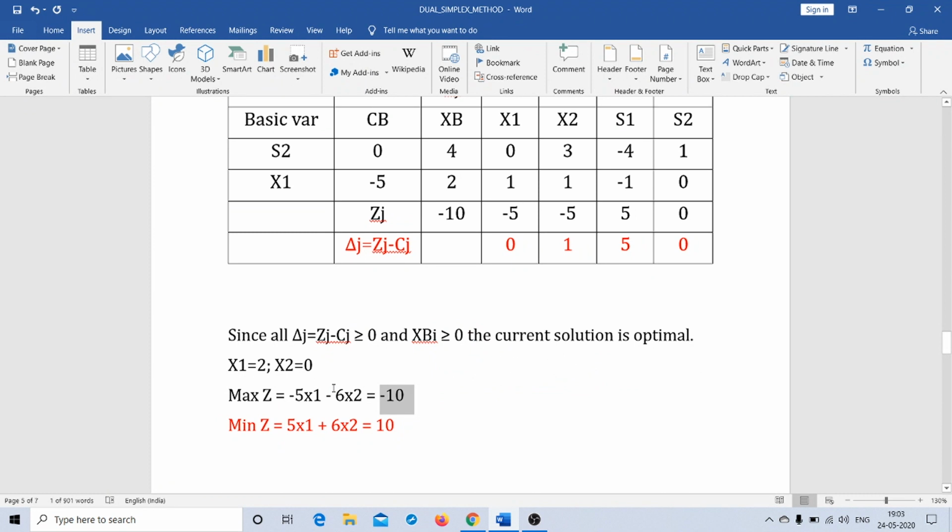because we have converted that into standard primal form. But your original LPP is of minimization, and hence you conclude that this value of the objective function is 10, right? So maximize z is minus 10, and hence minimize z will be 10. Just change the sign from maximization, so you will get the value of the objective function for minimization. Okay, so this is how basically the dual simplex algorithm is used to solve any LP problem.